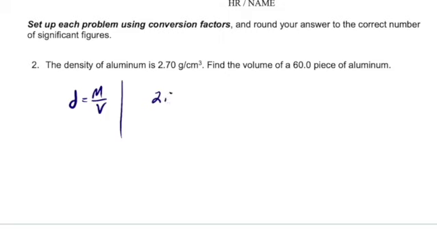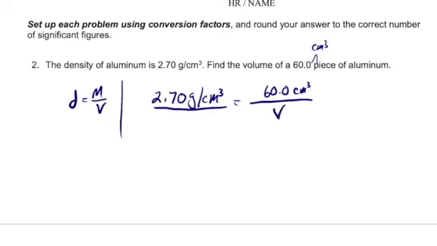So the density of this is 2.70 grams per centimeter cubed. That's the density. Now aluminum is 60.0 milliliters. Well, actually, it probably would be centimeter cubed. We're going to have to fix this in a future form as well. So the volume, find the volume of a 60.0 centimeter cube piece of aluminum. And once again, we're going to solve for volume.